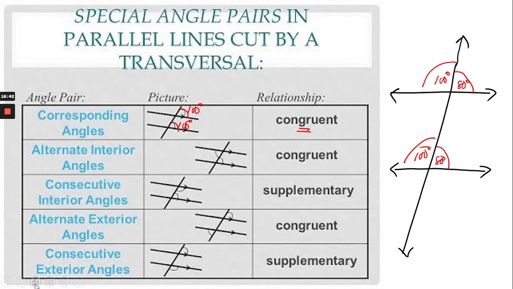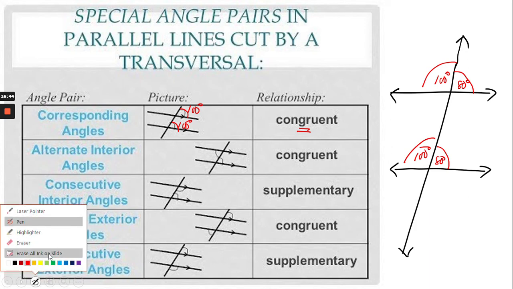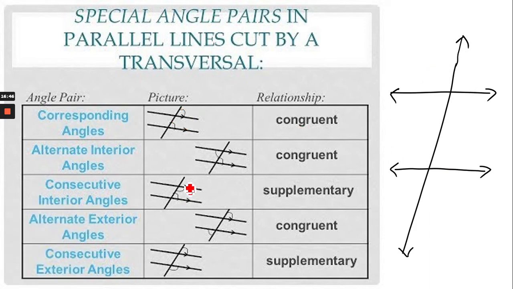Alternate interior angles. What is the relationship of the alternate interior angles? What can you say about their measure? Alternate interior angles are always congruent. When you say congruent, by the way, that means they are equal. So if these are alternate interior angles, if this is 80 degrees, this is also 80 degrees. They are always congruent to each other.